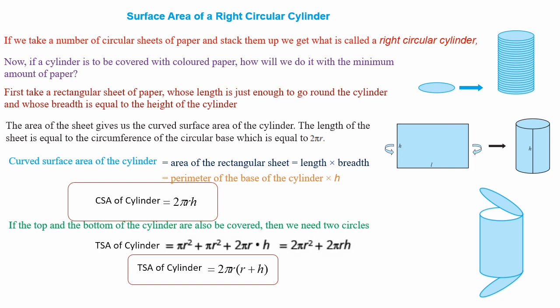So here we have studied two formulas. One is curved surface area of cylinder, formula is 2 pi r h, and total surface area of cylinder, formula is 2 pi r into (r plus h). Next we shall discuss the problems from exercise 13.2.